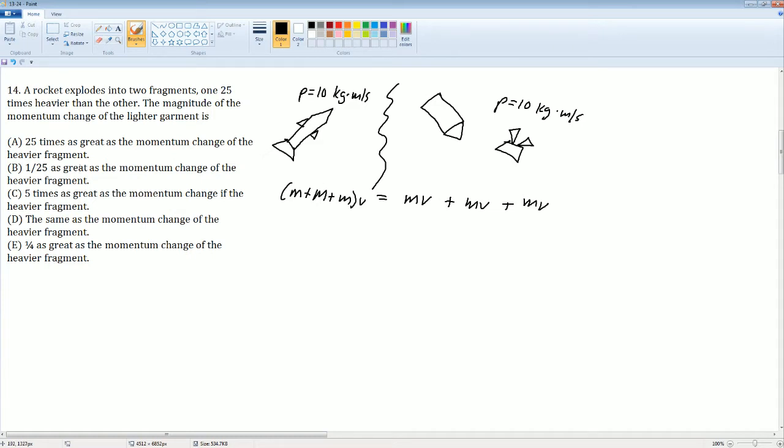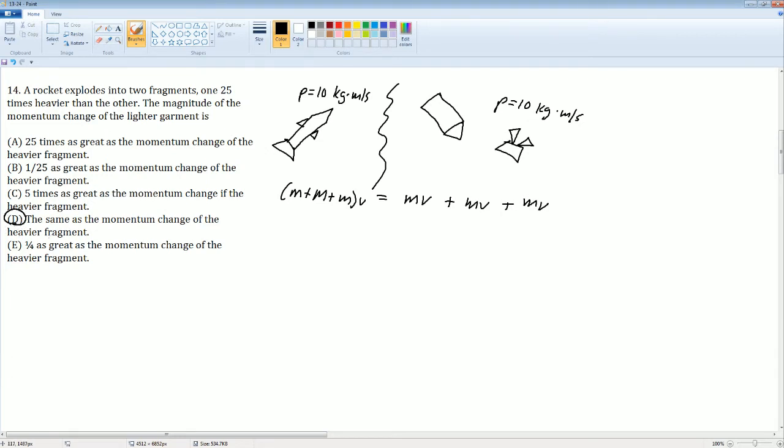So the magnitude of the momentum change of the lighter fragment is blank: 25 times as great, no. 1.5 times as great as the momentum change of the heavier fragment, nope. 5 times as great, nope. The same momentum change as the heavier object. Okay, it would be the same.